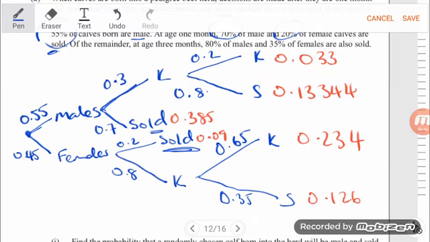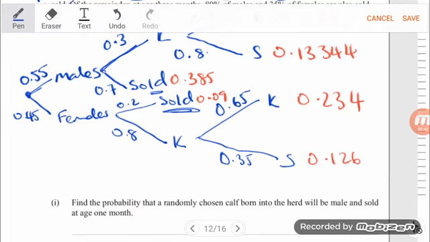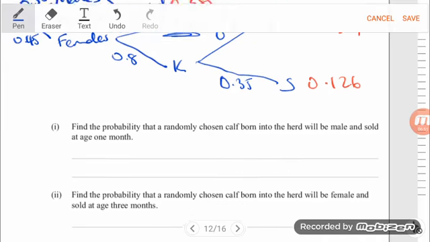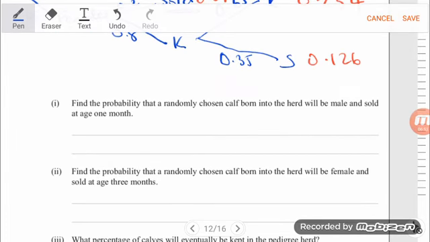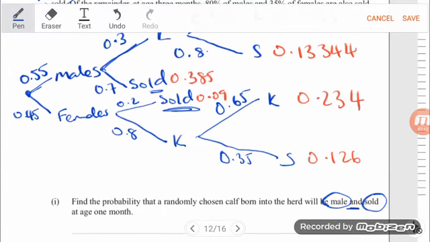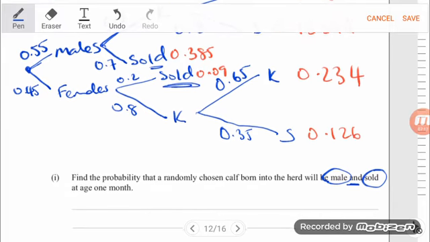which I don't necessarily have when I've got a contingency table. However, when there's a contingency table, as you will see, it's a lot easier to just read numbers off it. So here it says, find the probability that a randomly chosen calf born into the herd will be male and sold. Okay, that's the multiplying. Male and sold, we've already done it when we put it in. So it's 0.385.